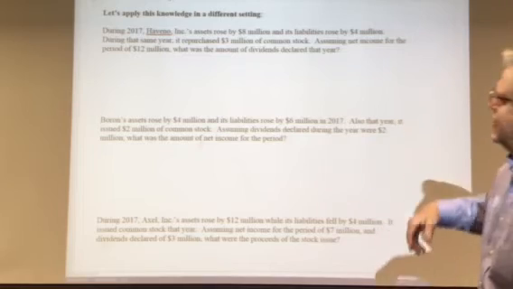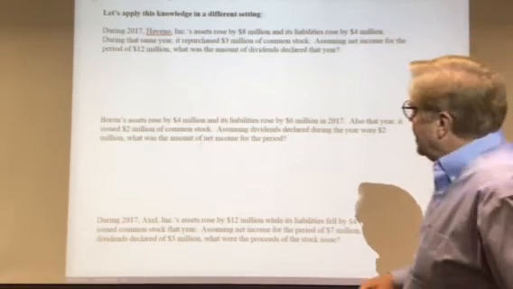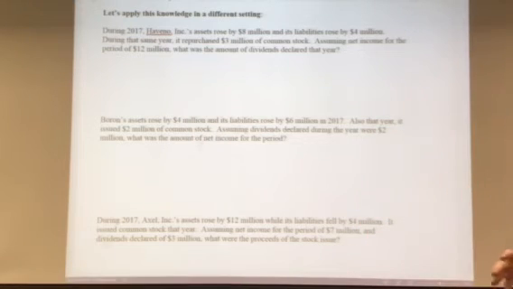Okay, during 2017, Have No Inc.'s assets rose by $8 million, liabilities rose by $4 million. During that same year, it repurchased $3 million of common stock. Assuming net income for the period of $12 million, what was the amount of dividends declared that year?